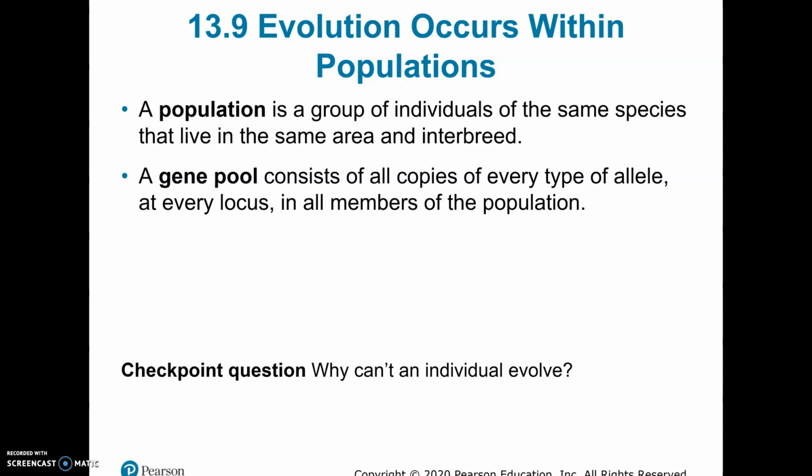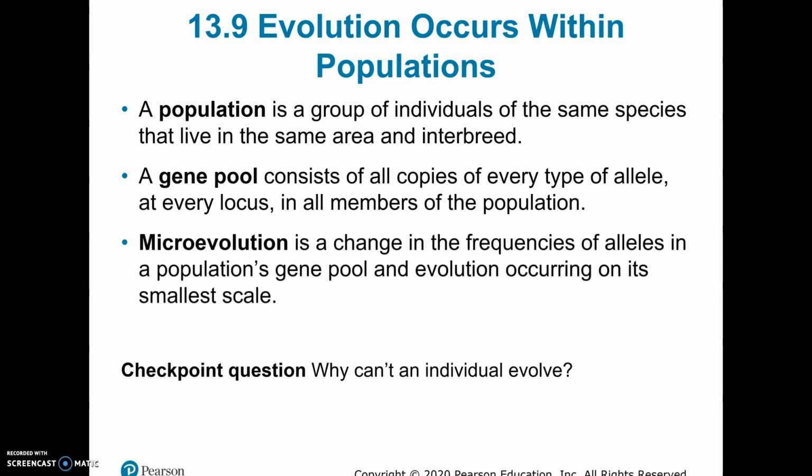There's a special name for all the genes in the population. That's called the gene pool. So the gene pool is every copy of all the alleles that exist in that population. So there's big B and little b, and big C and little c, and all the different combinations. Every single letter in that population is the gene pool. And microevolution is basically changes in the frequencies. In other words, how common certain alleles are in the gene pool.